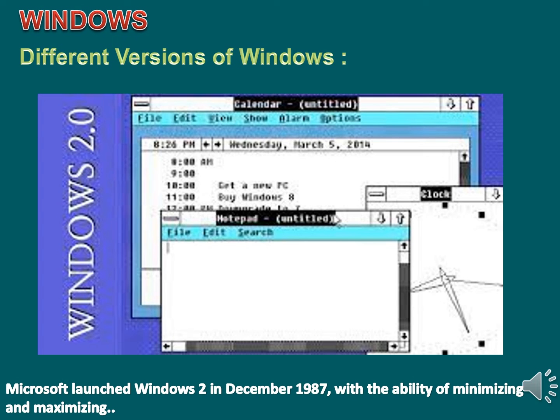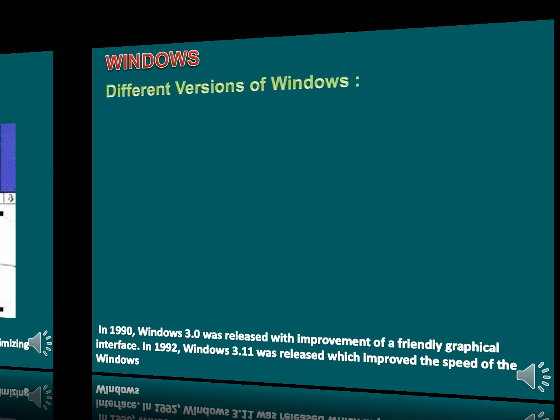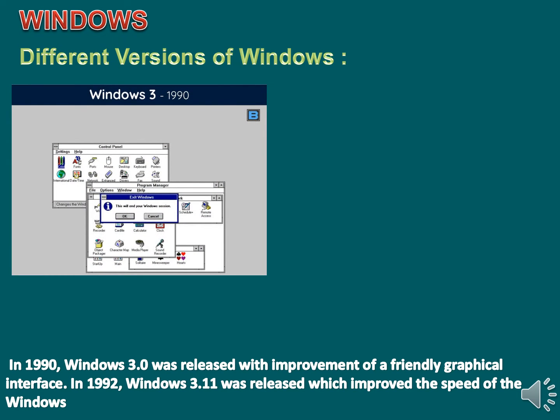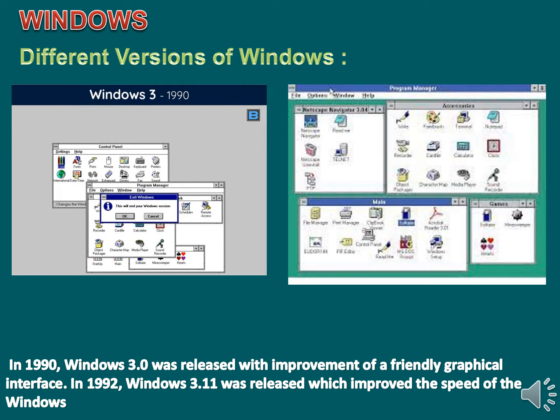Microsoft launched Windows 2 in December 1987 with the ability of minimizing and maximizing. In 1990, Windows 3.0 was released with improvement of a friendly graphical interface. In 1992, Windows 3.11 was released, which improved the speed of the Windows.